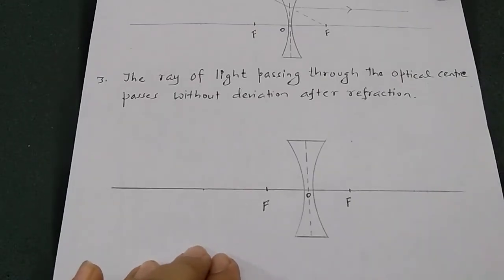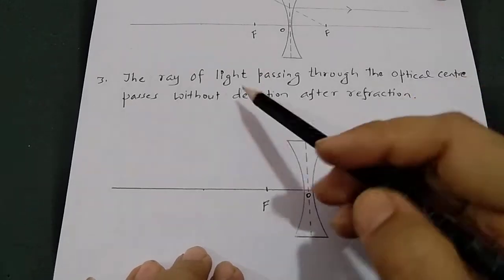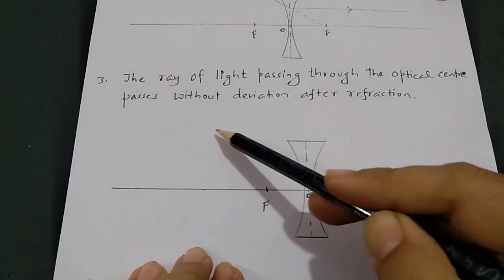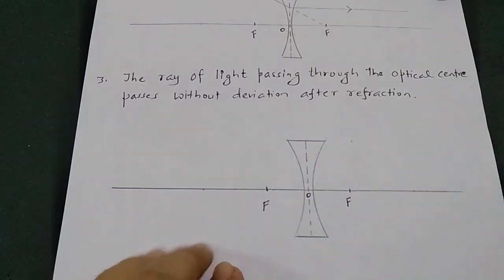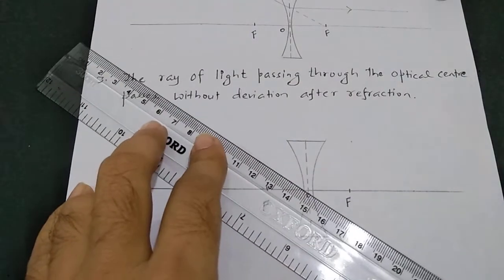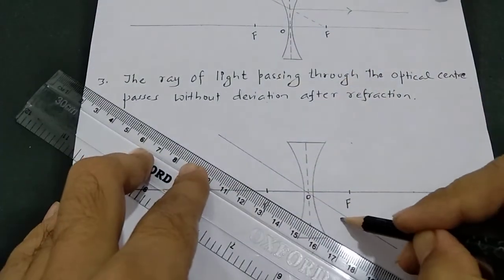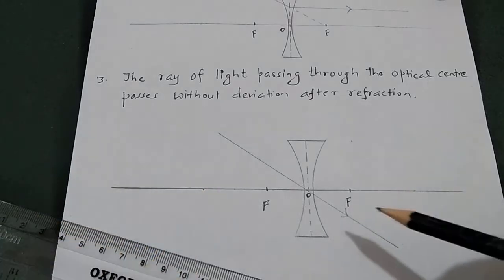Now let's talk about rule number 3. What does rule number 3 say? The ray of light passing through the optical center passes without deviation after refraction. Same is the case for the convex lens. This is how rule number 3 is completed.